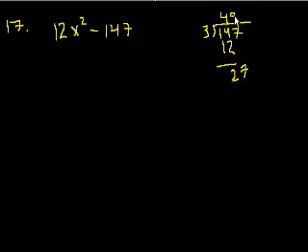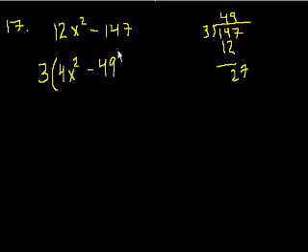27, it's 49. So we can factor 3 out of this, so then it becomes 3 times, what's 12 divided by 3? 4x squared minus 147 divided by 3, which we just figured out was 49. And now this, once again, looks just like a squared minus b squared, where a would be 2x and b would be 7, right?